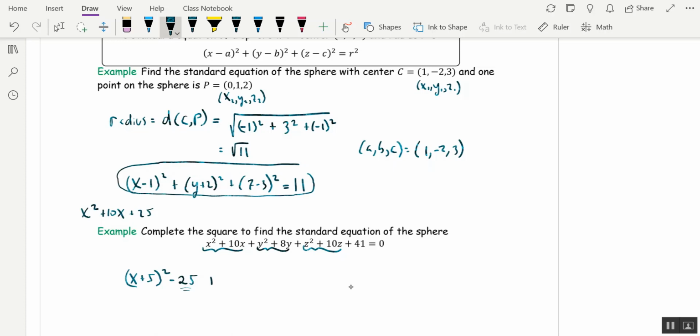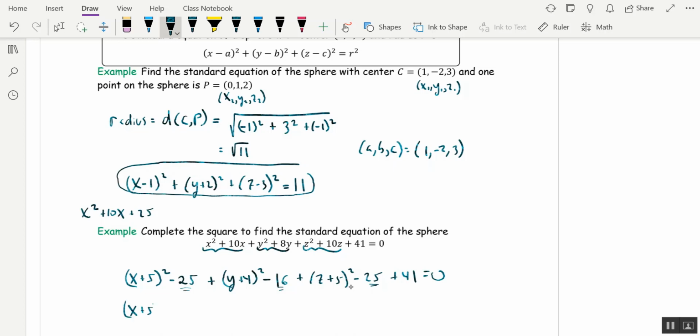Let's do the same thing for the y's. y squared plus 8y is (y plus 4) squared. But I've added on an extra 16 that wasn't there originally. So I'm going to subtract off 16. Again, that's a correction factor. And then finally with the z's, (z plus 5) squared, and again, subtract 25, correction, and then I have plus 41 equals 0.